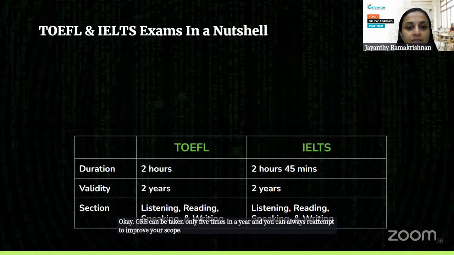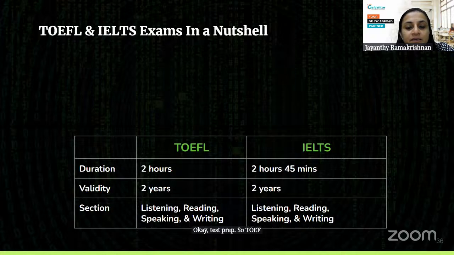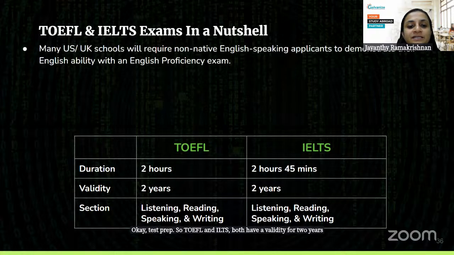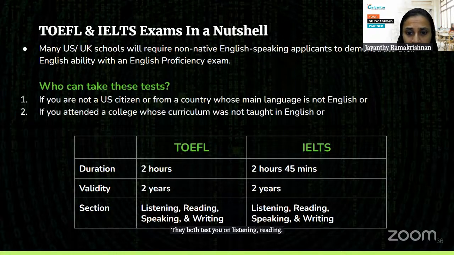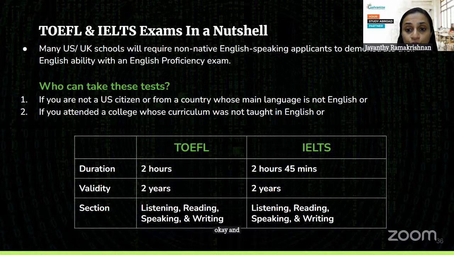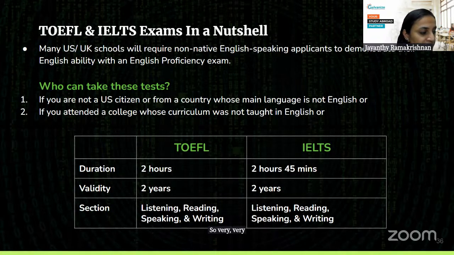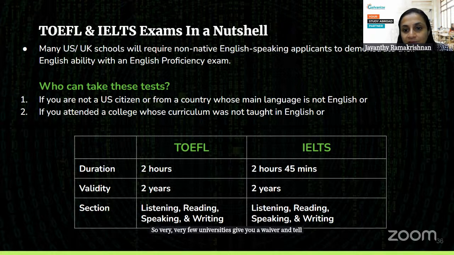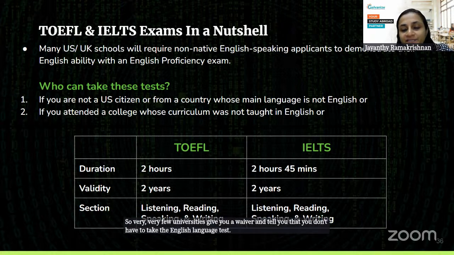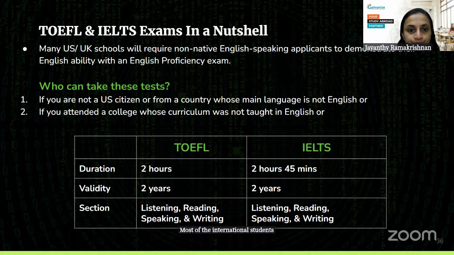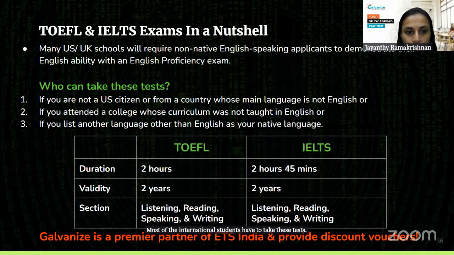Okay, test prep. TOEFL and IELTS both have a validity of 2 years. They both test you on listening, reading, speaking, and writing, and you're given the scores. Many US and UK schools will require you to demonstrate your English ability by using this exam. Very, very few universities give you a waiver and tell you that you don't have to take the English language test. Most of the international students have to take these tests.